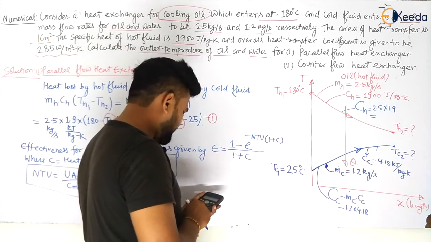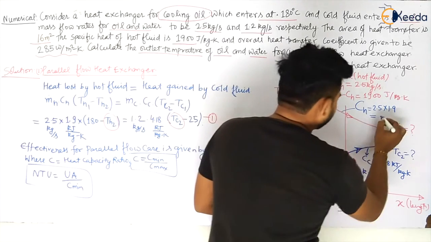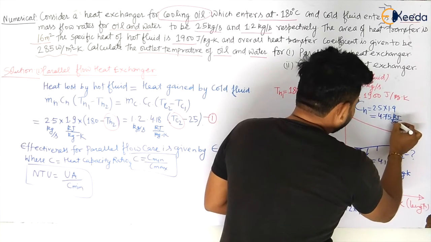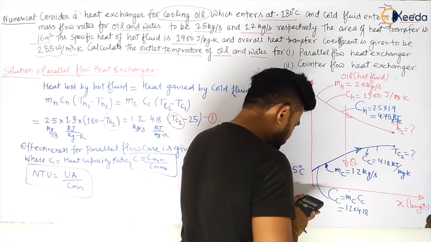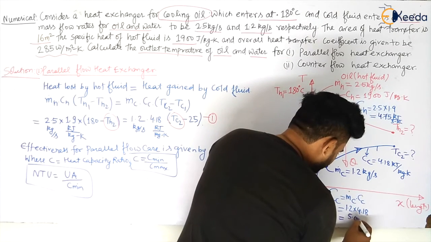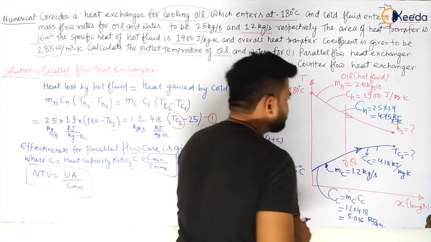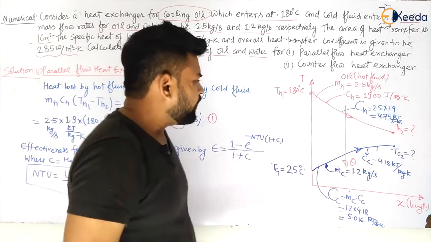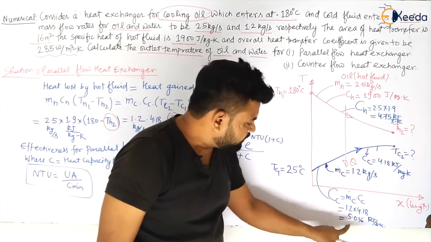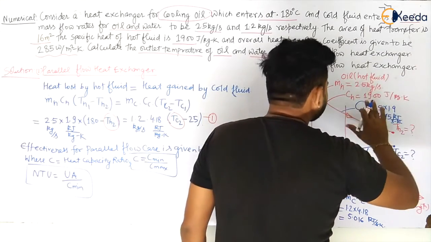So your CH will be 2.5 multiplied by 1.9, which is 4.75 kilojoule per second Kelvin, and CC will be 1.2 multiplied by 4.18, which is 5.016 kilojoule per second Kelvin, my dear students. Yes or no? Yes, sir. Now, which heat capacity is minimum? You can look: that is 4.75, and that is 5.016. So the heat capacity for the hot fluid is minimum.